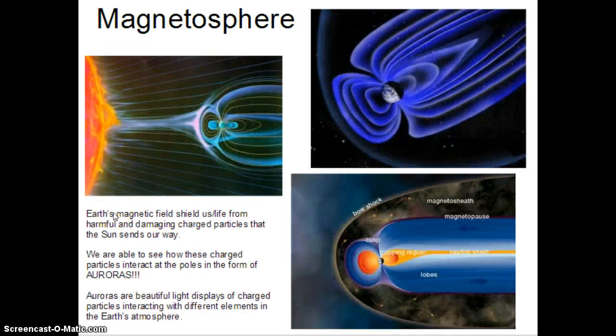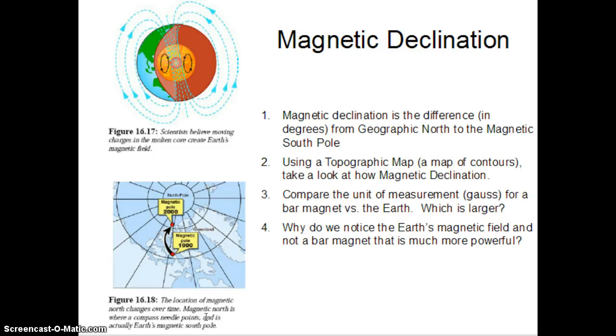The Earth's magnetic field saves us in many ways. It actually shields life from harmful and damaging charged particles that the sun is streaming our way. We see these in the form of auroras. Auroras are these beautiful light displays of charged particles interacting with different elements in the Earth's atmosphere. And magnetic declination is the difference in degrees from geographic north to magnetic north. We actually use compasses to help navigate on the Earth's surface.